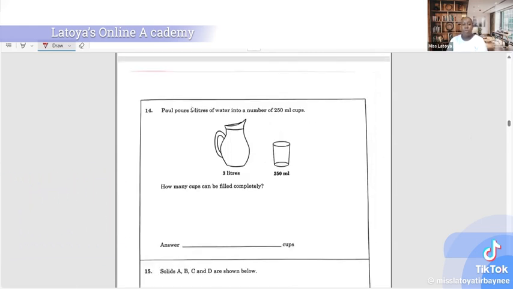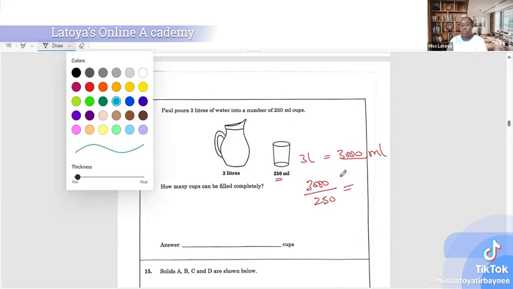Question 14. Paul pours 3 liters of water into a number of 250 milliliter cups. How many cups can be filled? So we have to convert first. 3 liters is equal to how many milliliters? It's equal to 3,000. The cups is 250. So all we need to do is to divide 3,000 by 250 and we'll get 12.